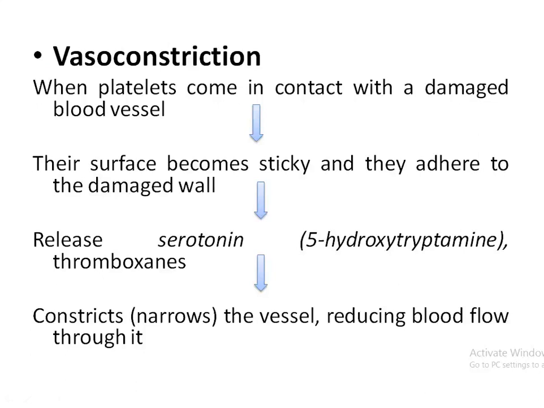Vasoconstriction. When platelets come in contact with a damaged blood vessel, their surface becomes sticky and they stick to the damaged site, where they release serotonin or thromboxane, and due to the release of these substances, they constrict the vessel and reduce blood flow through it.